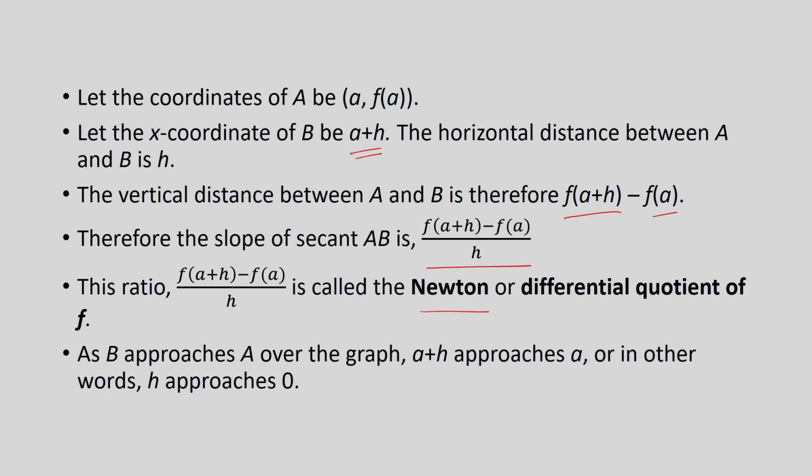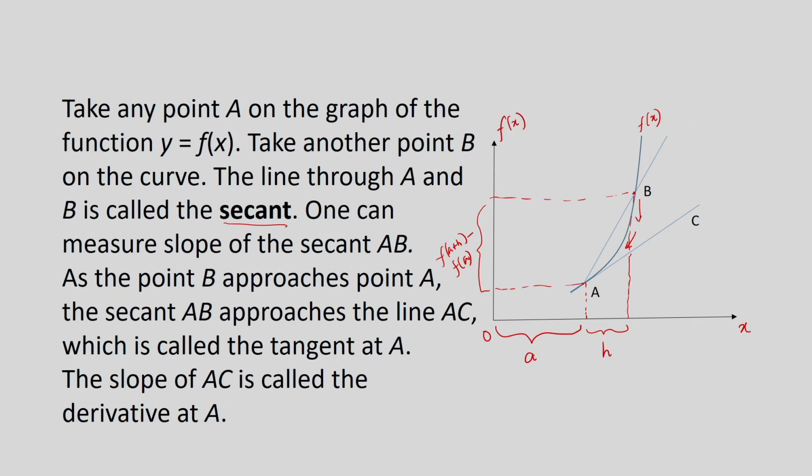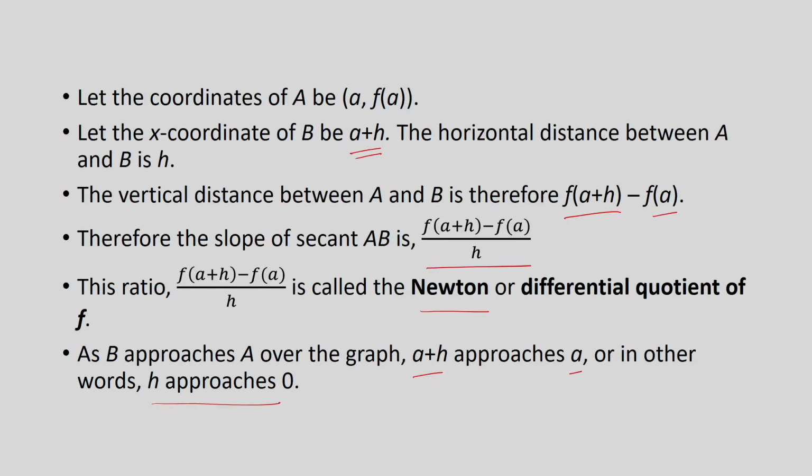Now, as B approaches A over the graph, a plus h approaches small a, or in other words h approaches 0. So, one is thinking about this h becoming 0, which means B is approaching A over the graph, over the function, all right.